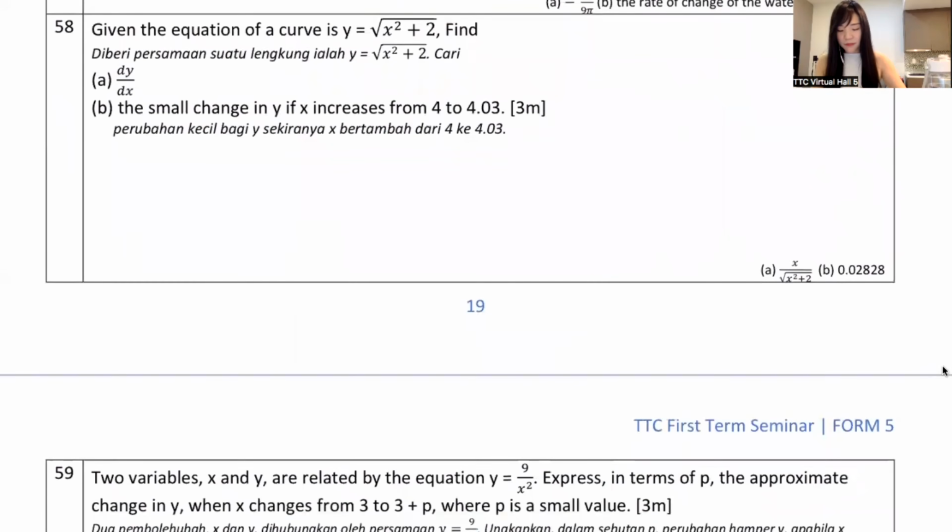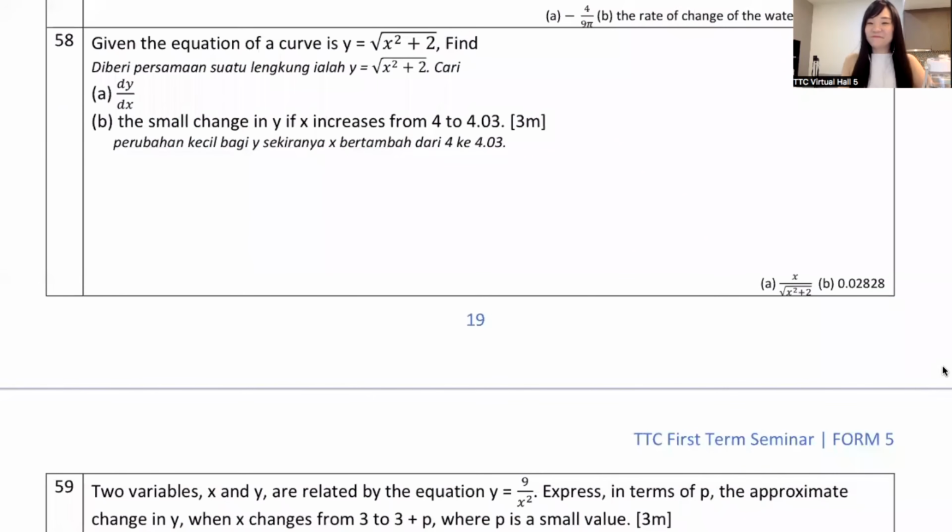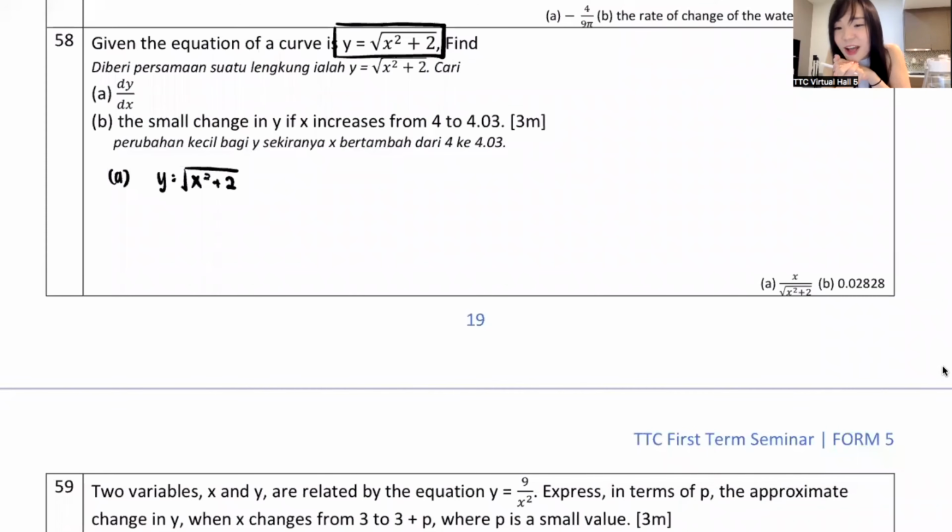58. Here. Okay. Very good, Linda. So 58, they say, given that the equation for a curve is this one, find dy dx. So my dear, they want me to differentiate this. This one is a bit hard. How do we differentiate this? Can anyone tell me? I really hope your differentiation basics are good, but let's say they're not. Let's look at this one here.